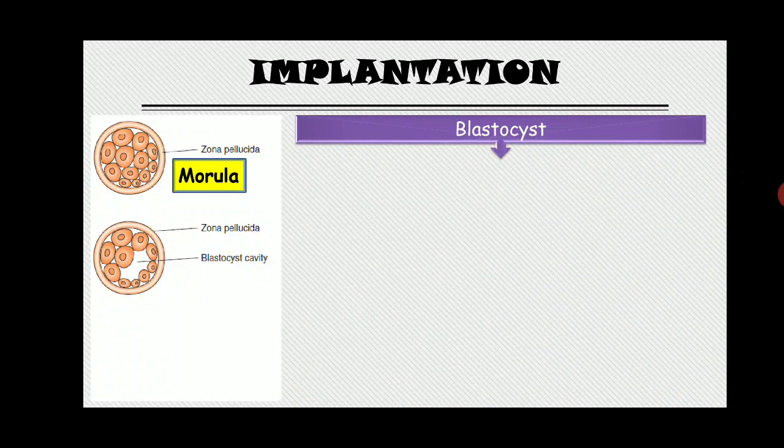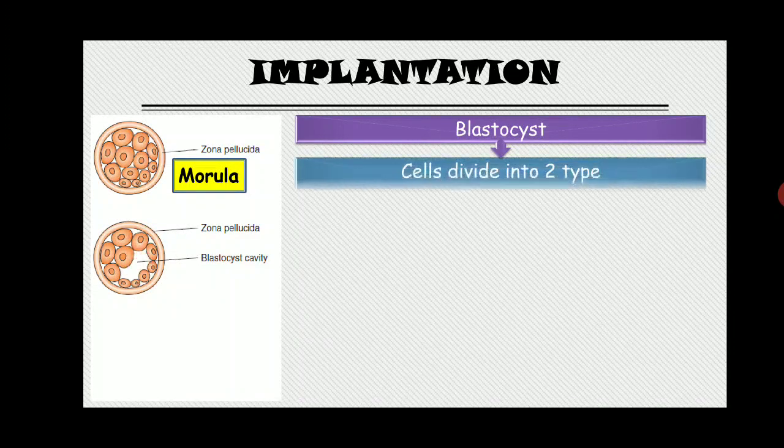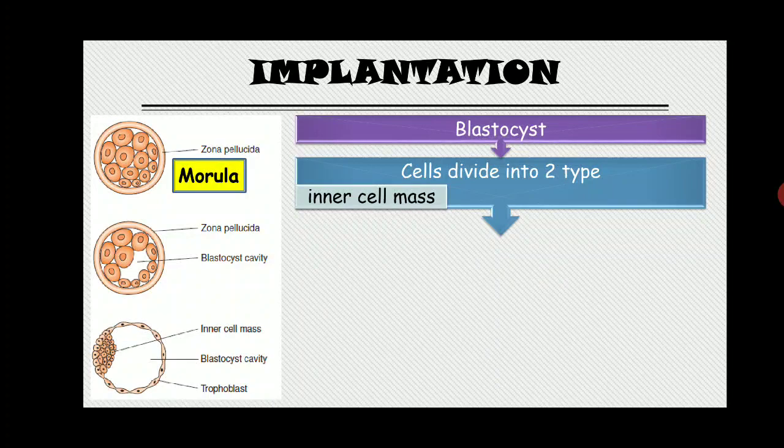Now once the fluid filled cavity appears, you can see that the cells are divided into 2 groups, right? This one is the inner cell mass that is situated over here, and the other one is the outer cell layer, which is known as the trophoblast. Basically this entire lining of cells is known as the trophoblast, and the cells situated inside the trophoblast are known as the inner cell mass. And the trophoblast that is situated near this inner cell mass eventually makes the embryonic pole.